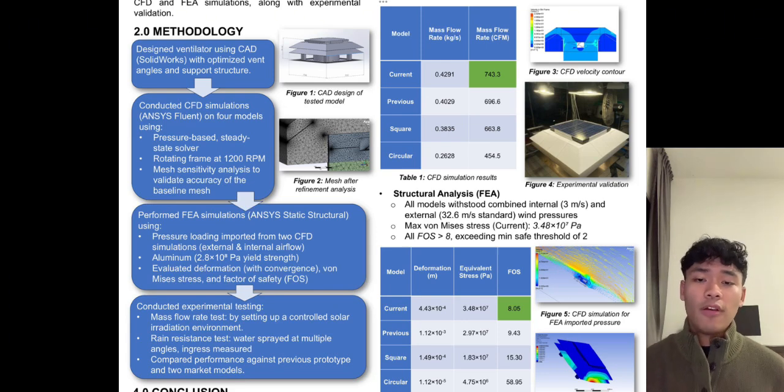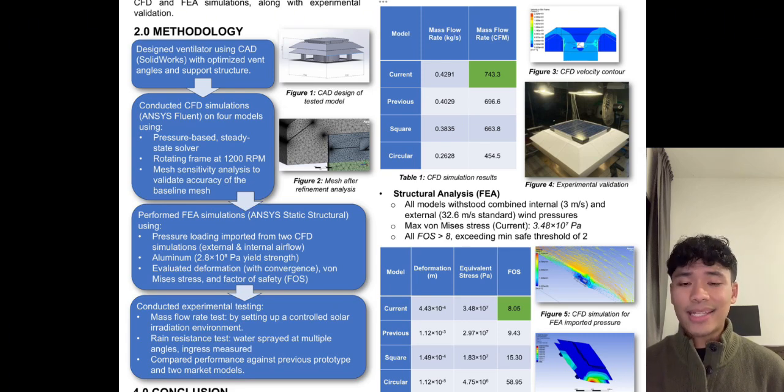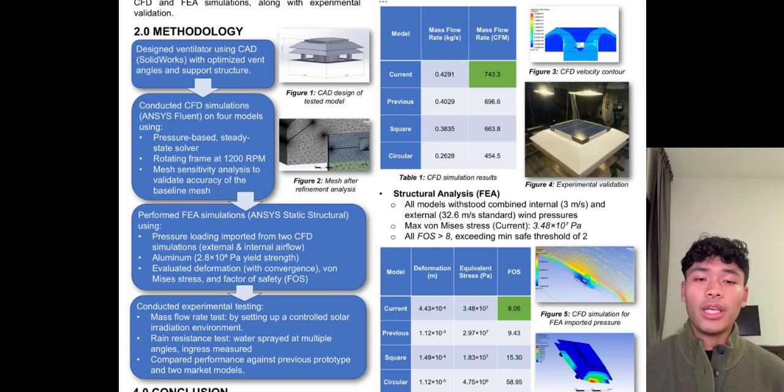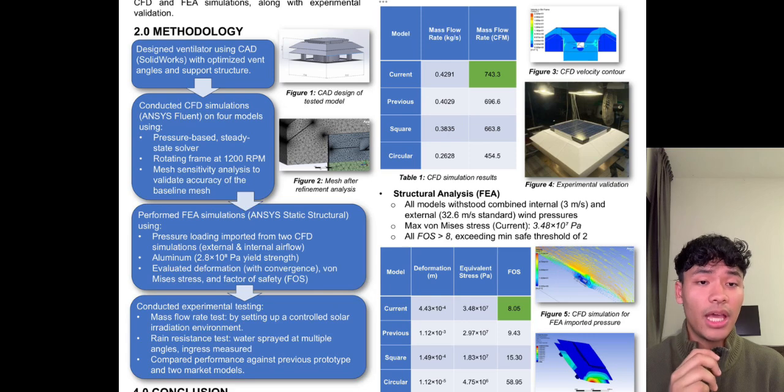So for the FEA setup, for structural evaluation, ANSYS static structural was used to simulate combined wind loads. External flow velocity was set at 32.6 meters per second based on Malaysian wind design standards, while internal flow velocity averaged 3.16 meters per second taken from CFD results. Pressure fields from the CFD simulations were imported directly into the structural solver. The ventilator was modeled using aluminium with a yield strength of 2.8 times 10 to the power of 8 pascals. The analysis outputs included von Mises stress, total deformation, and the factor of safety, FOS.